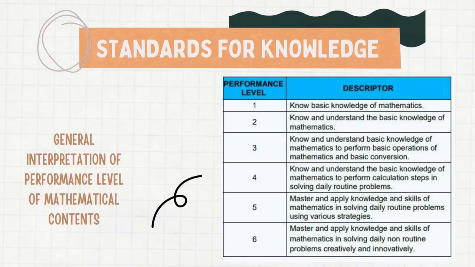As NAZWA mentioned earlier, the performance level of students can be measured by 3 types of performance standards, which are performance standards for knowledge, performance standards for skills and processes, and performance standards for attitudes and values. Now, I will explain about performance standards for knowledge.